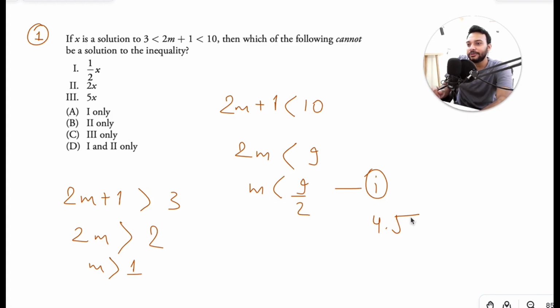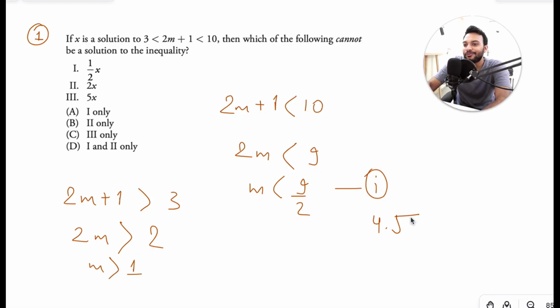If x is a solution, which of the following cannot be a solution? We have to be really sure that for any value of x, that specific option cannot be a solution. Let's say x is 3. Then 1/2 x is 1.5, which is allowed, greater than 1 and less than 4.5. For 2x, if I take x as 3, 2x would be 6, but let's take x as 2. So 2x is 4, which is also a solution.